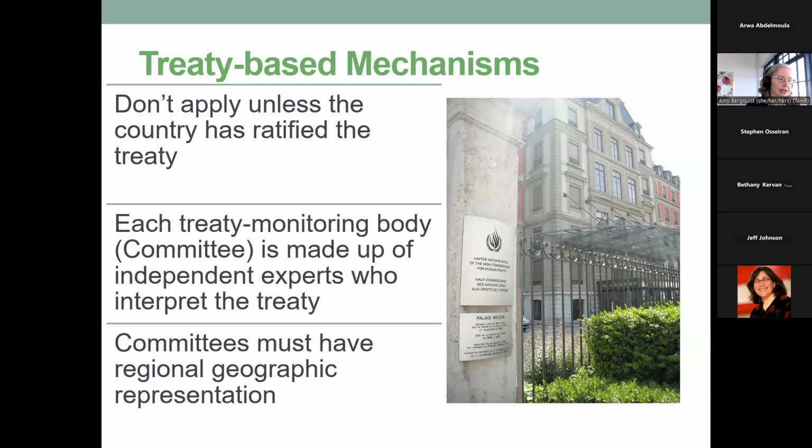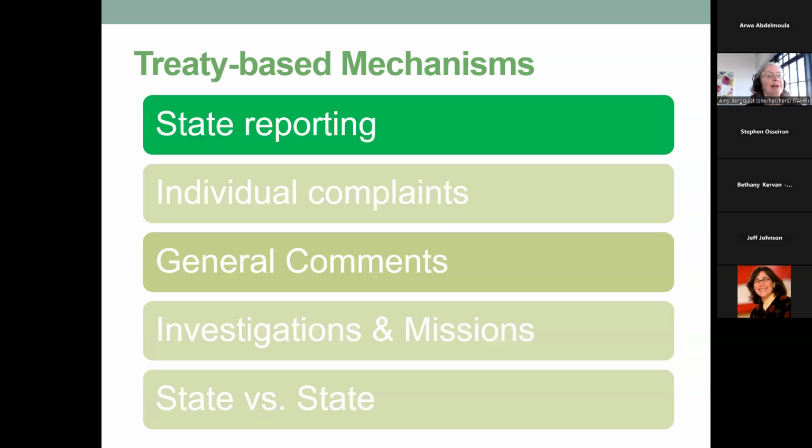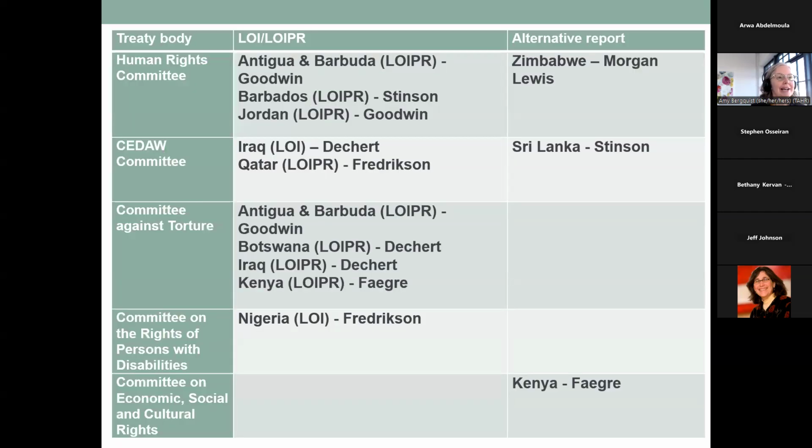If you think of that cycle that I showed earlier on, we're helping to feed information to those experts so they can lock in their expertise and use that to influence the governments to pressure them to move toward abolition of the death penalty. These treaty-based mechanisms have a lot of different things that they do, these committees, but what we're going to focus on is the state reporting piece of it, because that's what these reports are for that are due in January.